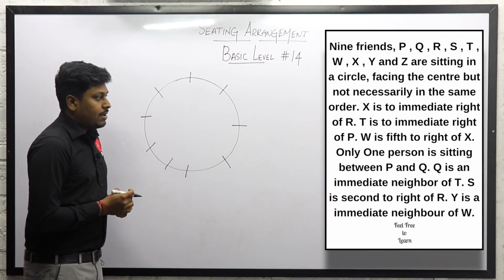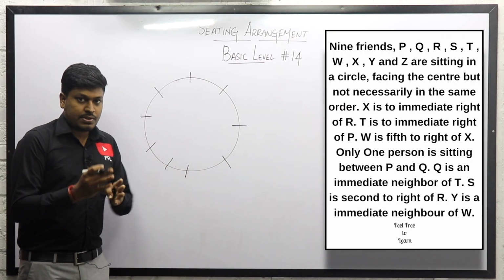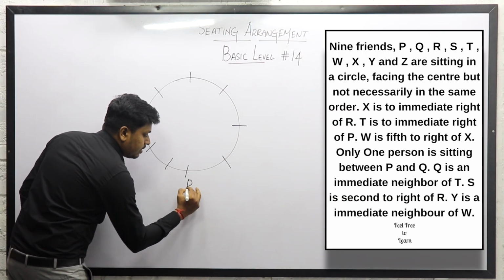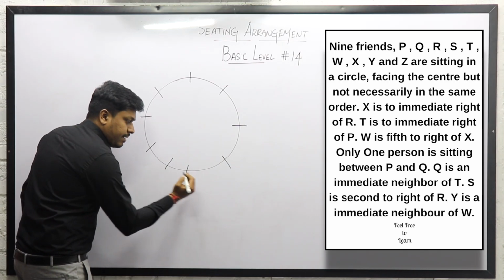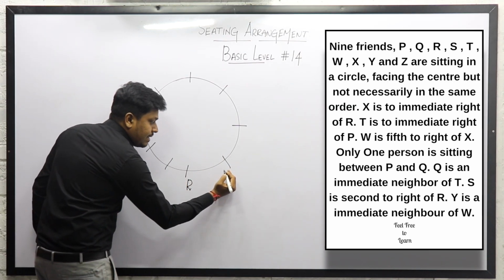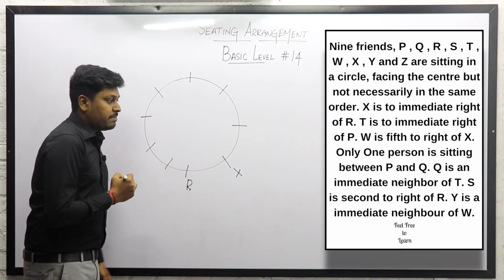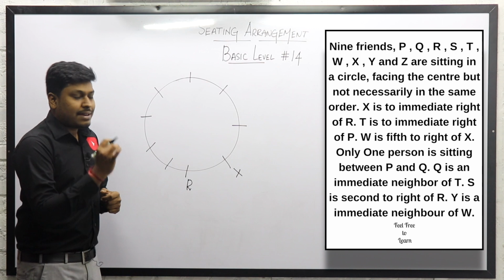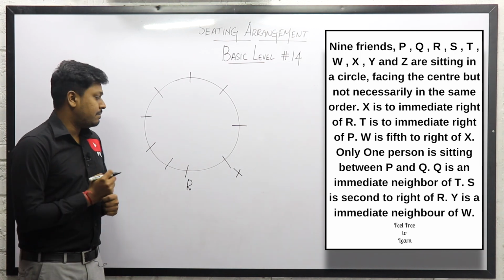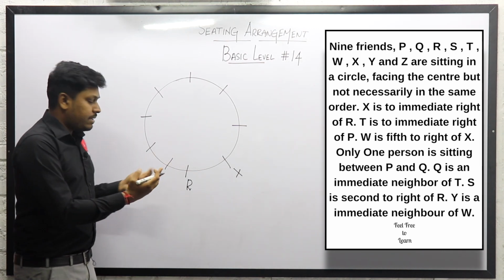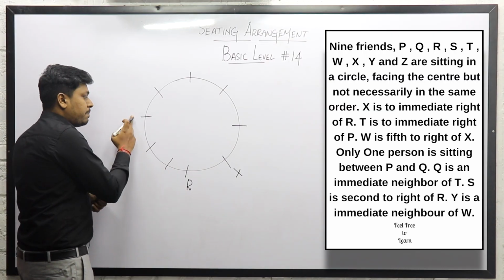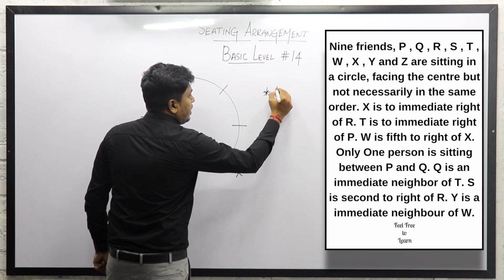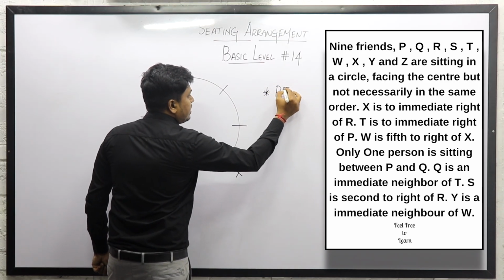So point number 1. X is to the immediate right of R. So R's right hand side, immediately X is sitting. So I can place R here, and R's left hand side will be this side and R's right hand side will be this side. Second point, T is to the immediate right of P. So P's right hand side, immediately T is sitting. But we have many possibles, right? If I fix P here, T should be placed here, or P here, T should be placed here. So let me take it as a small note that P's immediate right hand side is where T is sitting.